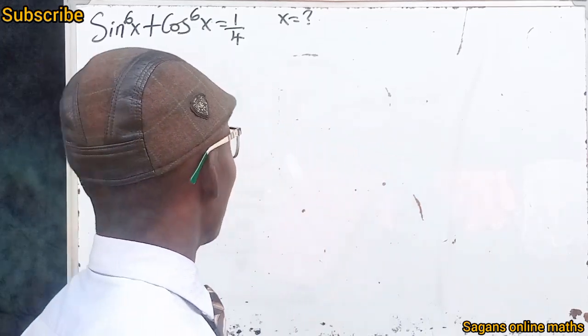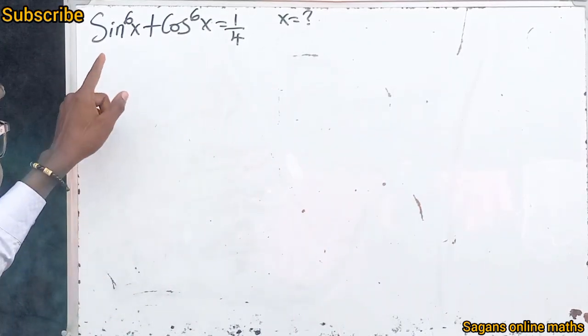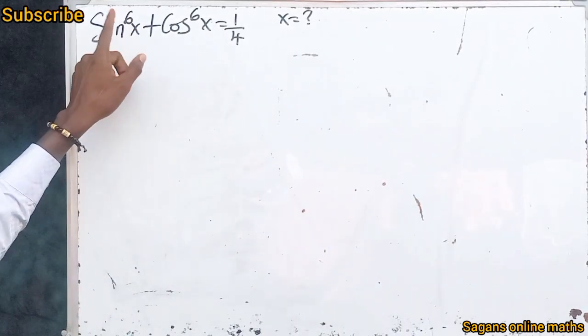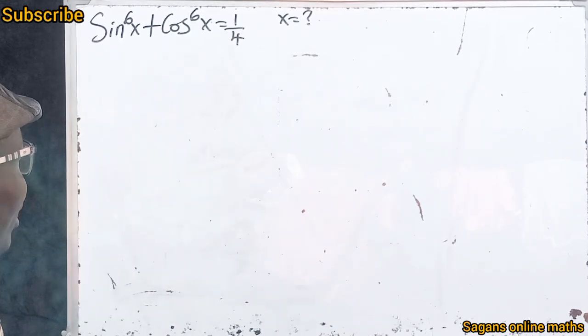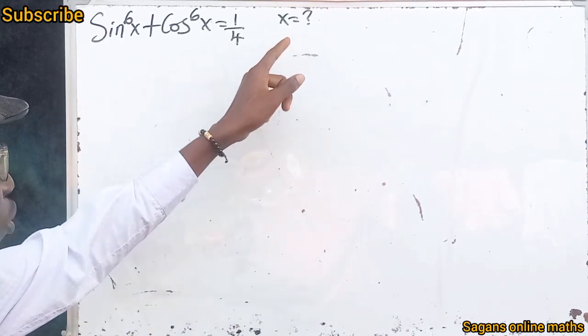Let's solve this simple question on the board. Now look at what we are given. We are given that ln of sine x to the power 6 plus cos x to the power 6 is equal to 1 over 4. Sorry, 1 over 8... sorry, 1 over 4. We are asked to find the value of x.